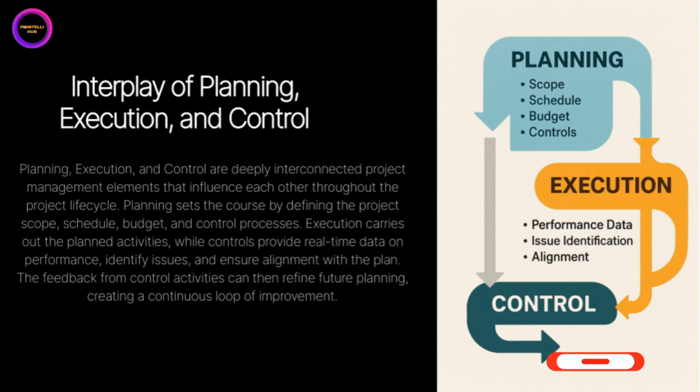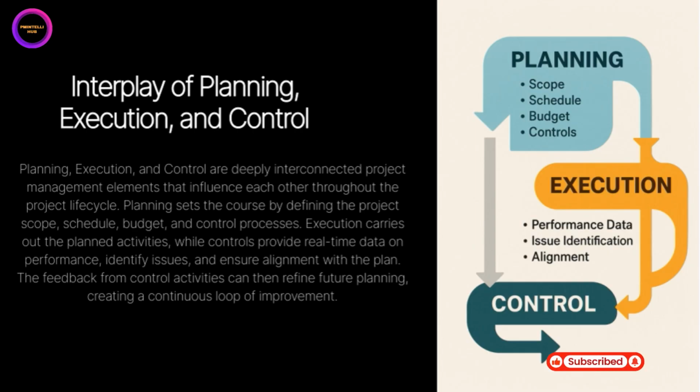Planning is where it all begins. It sets the direction by defining the project's scope, schedule, and budget, basically, the roadmap for success. It also establishes the control processes that will be used to monitor progress. Once planning is in place, execution takes over. This is where the actual work happens, carrying out the activities we've outlined.